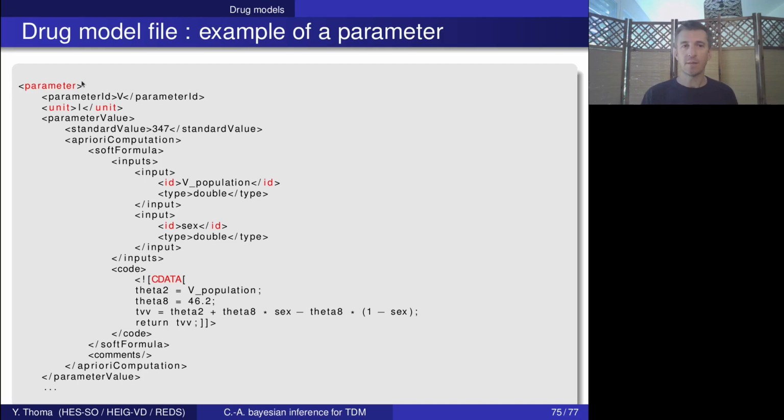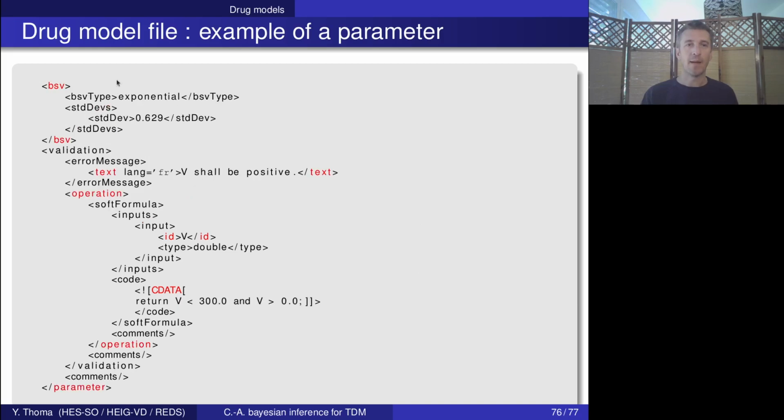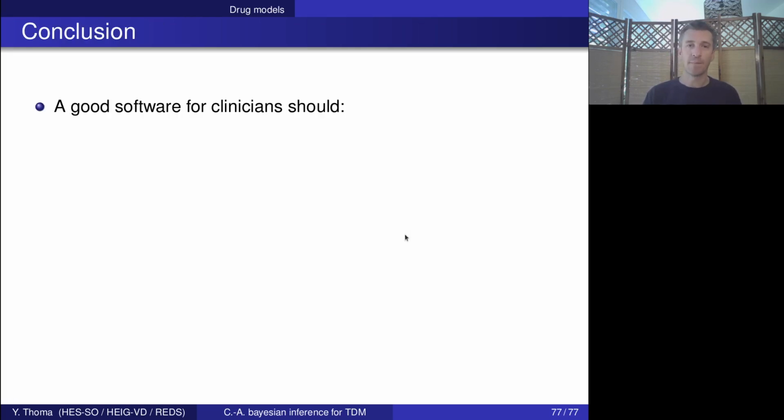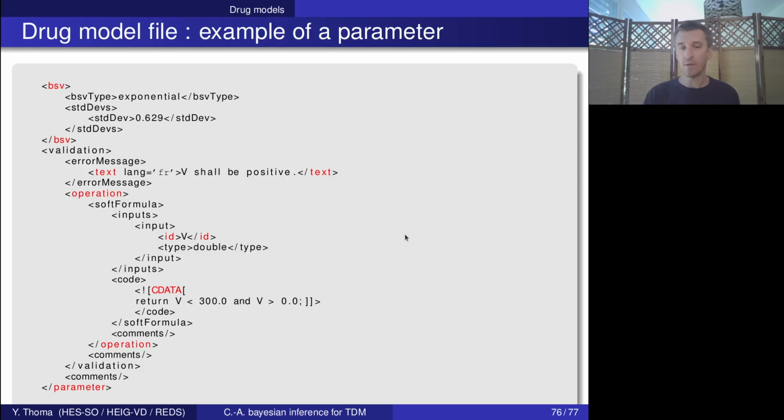Just as an example here, that's how it looks like for parameter V of the imatinib model of Gotta. So we have the standard value here. We have the influence of the sex covariate on the volume. And we have this between-subject variability, which is exponential with that specific standard deviation, and some validation of the parameters. So it's quite hard actually to write all that. So we have an editor for this that helps people to write their own models, because yeah, it's a bit more difficult to deal with XML like this.